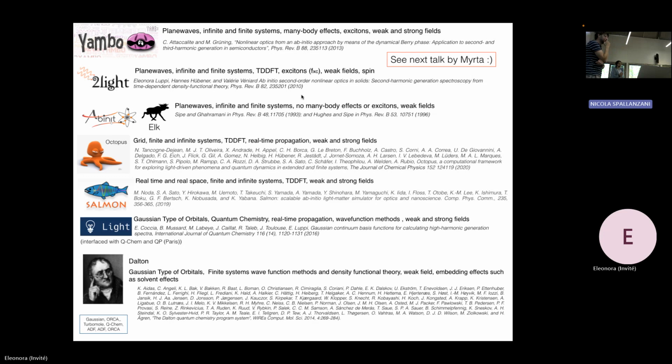So there is a question. Thank you for the nice talk. You talked about the layer dependence of the SHG. What about the stacking dependence? Is it any different depending on how you stack the material?